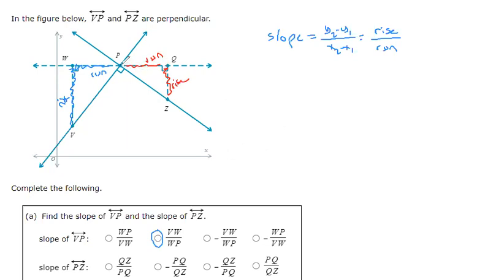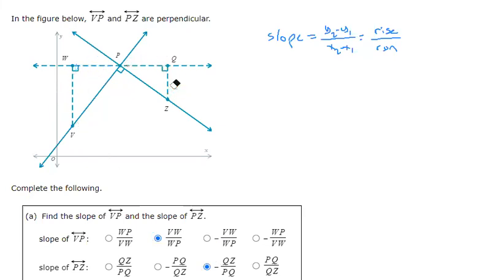So the slope of that would be, the rise is QZ. If you look at the choices, that's QZ. But the line goes downward, so you should have a negative in front. So I will take this one, and the run is PQ, which is right there. So that is my slope for these two lines based on the rise over run approach. Okay, let me clear this.